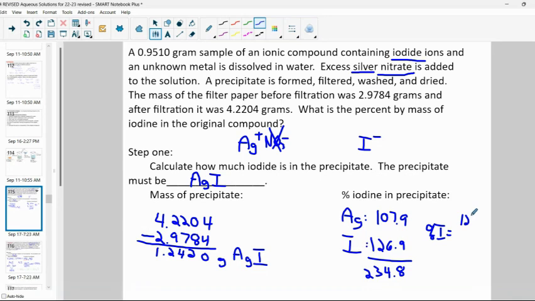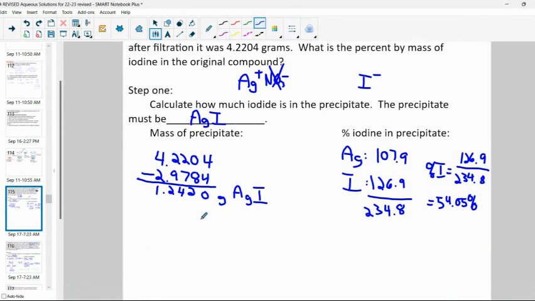To calculate the percent, I can take my part, 126.9, over the total, 234.8. When I do that, 126.9 divided by 234.8, I get 0.5405. So that's 54.05%. So that tells me that no matter what sample I have, 54% of silver iodide is iodide.